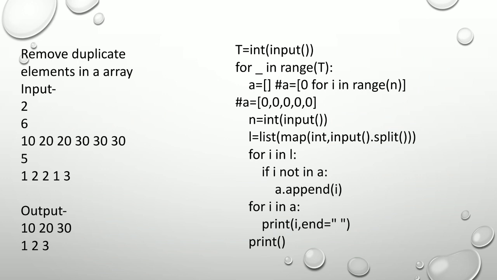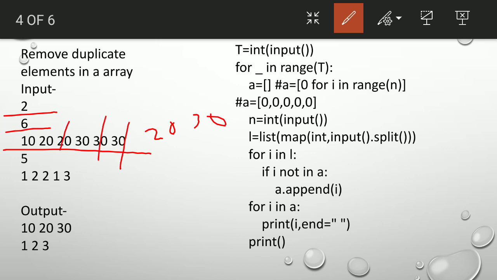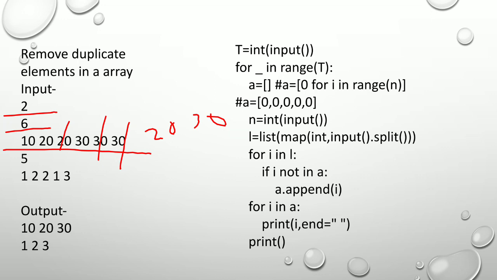Now the second question is, we need to remove the duplicate elements in an array. This is the test case, this is the size of the list, and this contains an array. In this, how many duplicate elements are there? 20 is there and 30 is there. So we need to remove this 20 and these two 30s, and we want only the unique elements of the list to be present in the list. How will we do this?